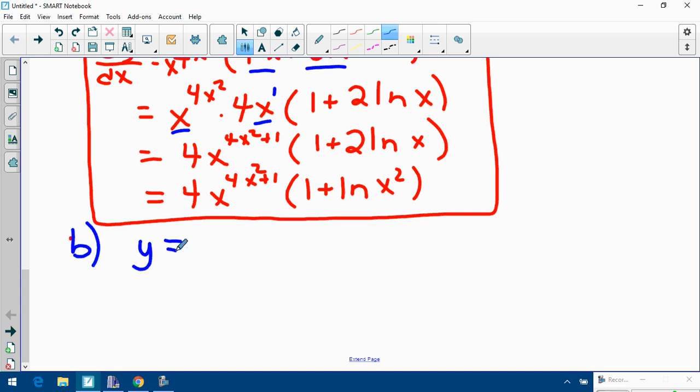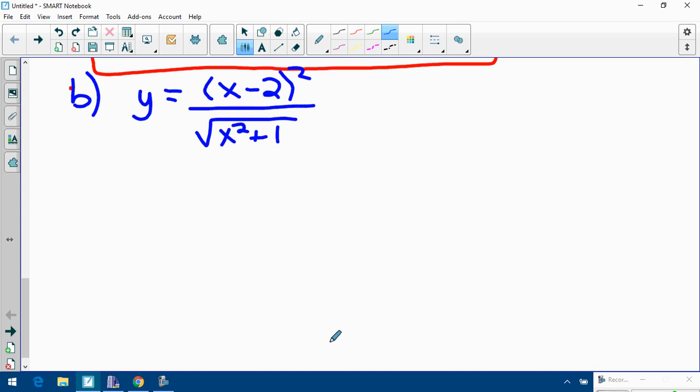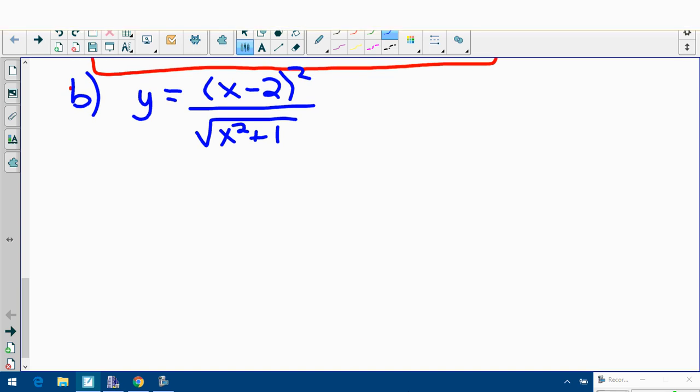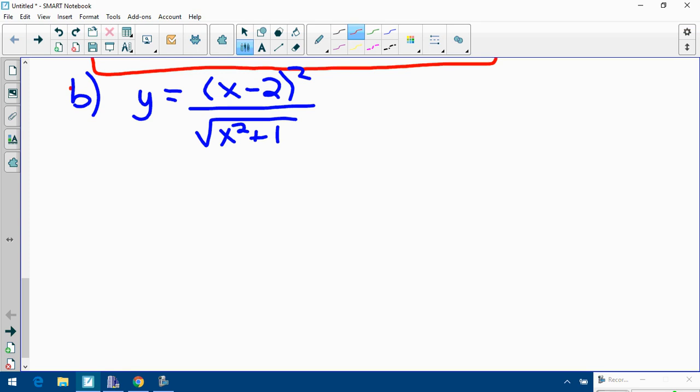Let's find dy/dx of y = (x - 2)^2 over the radical of (x^2 + 1). All right, so again, we don't have to use logarithmic differentiation with this. We could use quotient rule, but it'd be an ugly quotient rule because you've got a couple chain rules going on there, radicals involved. Pretty ugly. Not that logarithmic differentiation is going to be much better, but let's just try it.